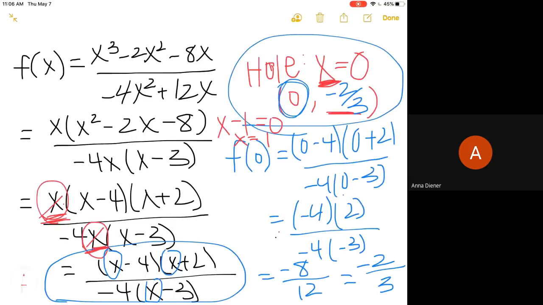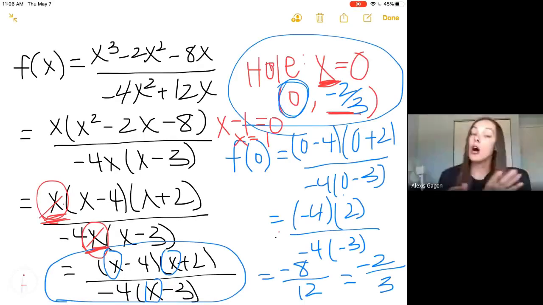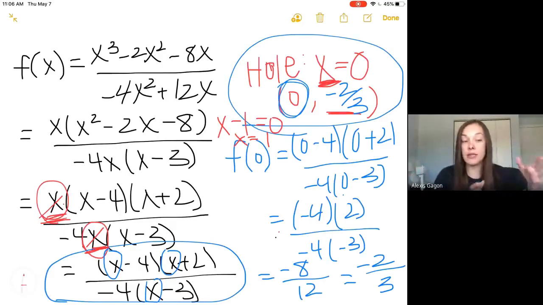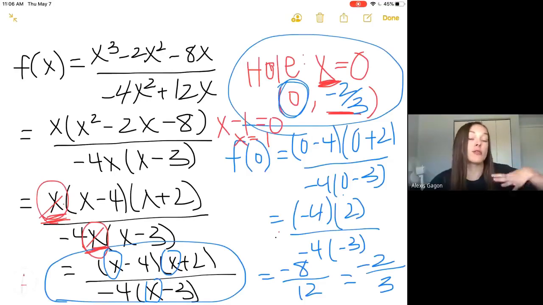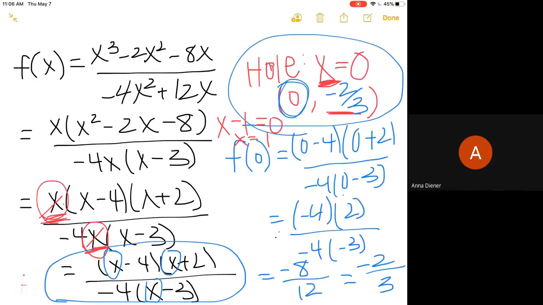So the hole x value is just the greatest common factor? Not always. It happened to be in this one, but it's not always. The next one we do, it's not going to be the greatest common factor. It's going to be just a different factor. It can be, but it's not always that. So is it like the first thing that can cancel out between the top and the bottom? It's whatever cancels. So you could have multiple holes. It's just whatever is canceling in top and bottom. Okay.